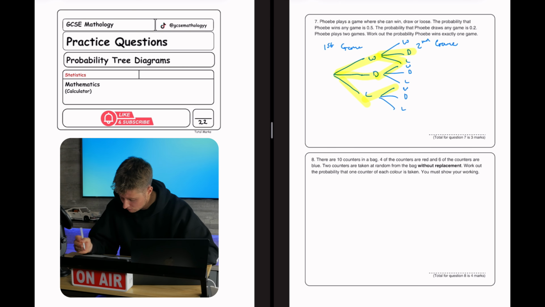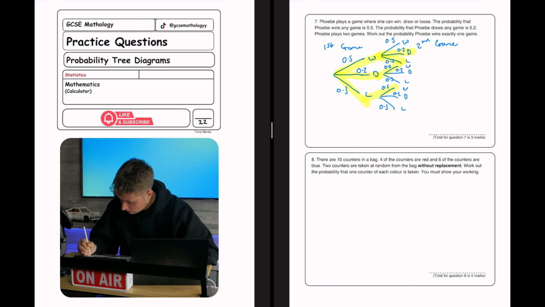So the probability that she wins any game is 0.5. Draws any game is 0.2. So this gives us 0.7. So 1 minus 0.7 is 0.3. And then we repeat this for the different ones. So 0.5, 0.2, 0.3, 0.5, 0.2, 0.3, and then 0.5, 0.2, and then 0.3.